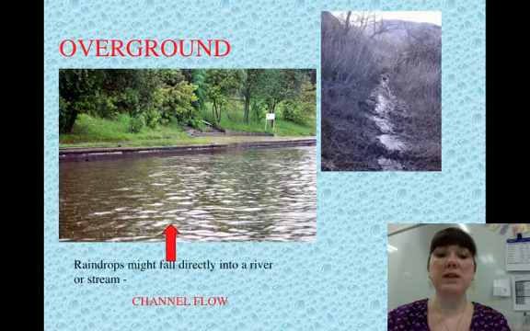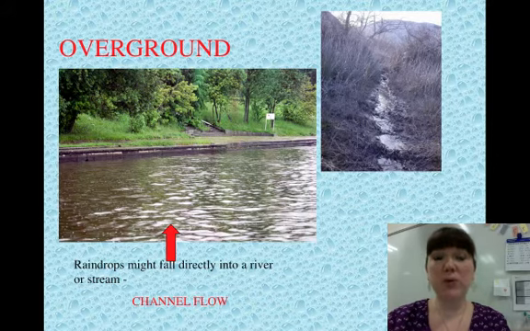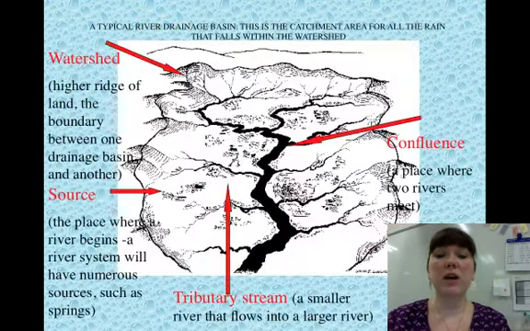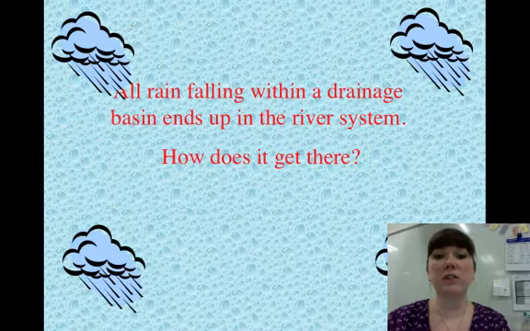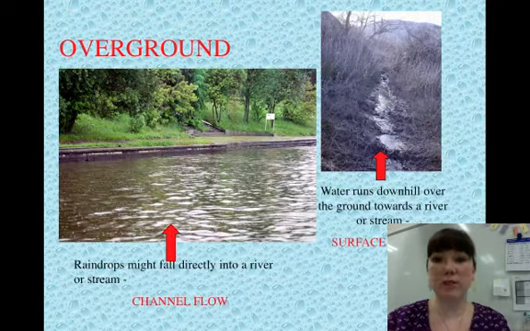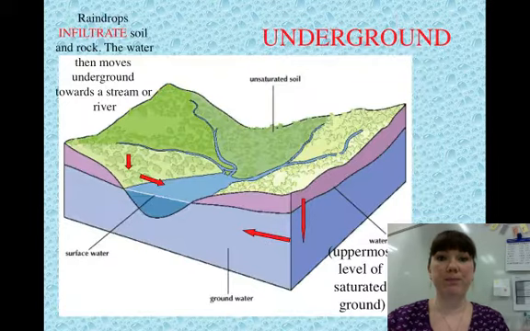Well, one way is through channel flow, which is when raindrops fall directly into the river or the stream. But if you look at most of the area in a drainage basin, if we go back here and look at it, most of that is taken up by land and not water itself. So most of the rain falling in an area actually falls onto land first. So most of it is surface runoff. And this is when water runs downhill over the ground towards a river or a stream.